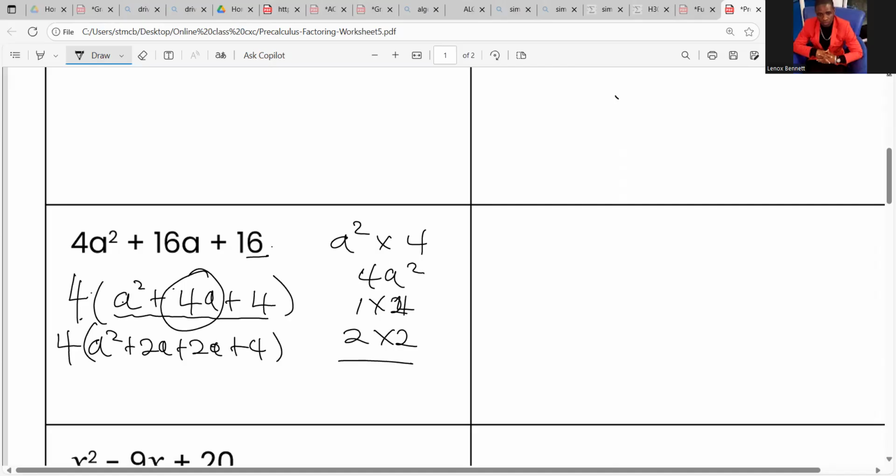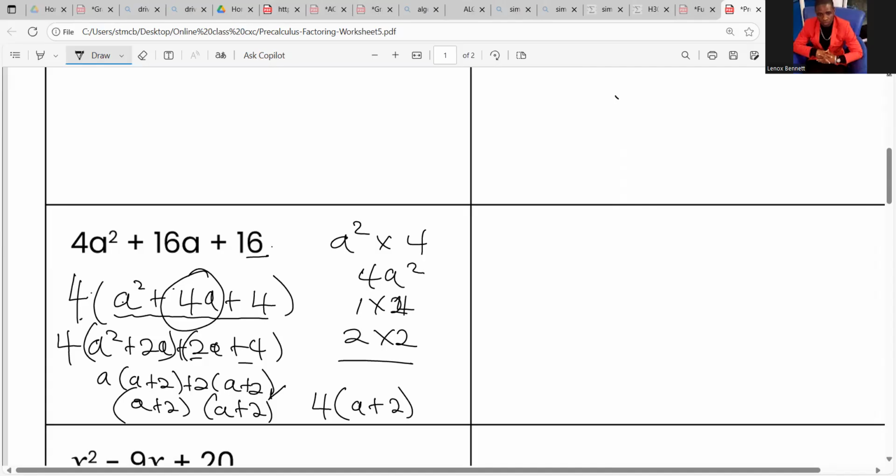And we can factorize now. A is common, so that leaves a plus 2. What's the highest common factor of 2 and 4? 2. So a plus 2. Long story short, we get a plus 2 and a plus 2 in the bracket. So we can rewrite it as 4 times a plus 2 squared, because that's what's really happening. And that is our answer.